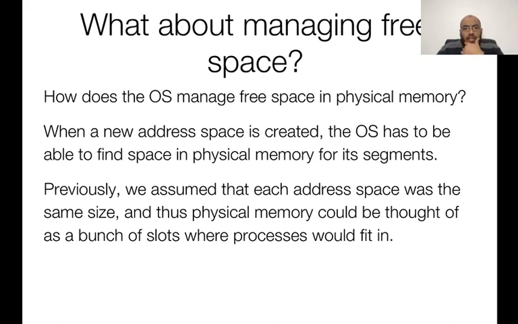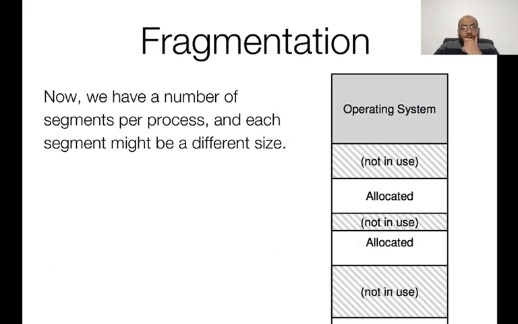So let us look at how the operating system manages the free space. Now, instead of just having slots, you have chunks of memory that are not allocated. And you have a number of segments per process distributed all over the place, and each segment might be of a different size, right? So you have different areas of memory that can be used.